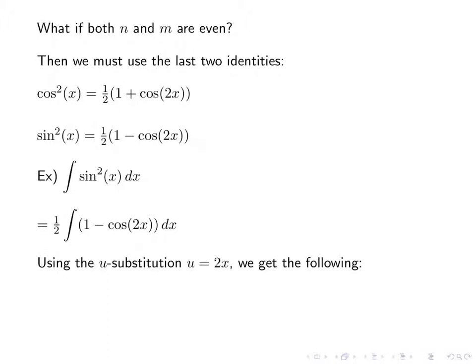Using the u substitution u equals 2x, we get the following. The integral of 1 is x, the integral of cosine 2x is 1/2 sine 2x. And again, that 1/2 here is coming from the 2x over there. If we had something with, say, sine x and sine squared x and cosine squared x, we would replace both of them with the two equations, and we'll end up with a polynomial type thing with cosine of 2x. And then here I've just distributed the 1/2. So you get 1/2 x minus 1/4 sine 2x plus c, which is probably the form that it has in the back of the book.